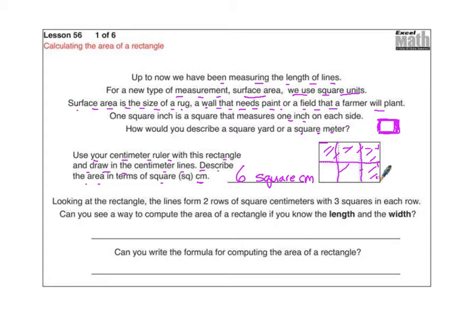Can you see a way to compute the area of a rectangle if you know the length and the width? If I told you how long this side was, which is 3 centimeters, and how long that side is, which is 2 centimeters, can you figure out the area of the inside? Remember, the answer was 6. How do you do that? Well, let's take a look.